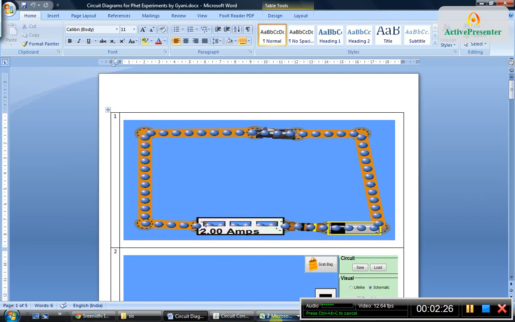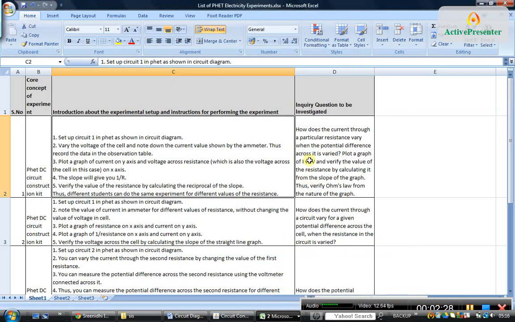If you change, what are you going to change? No, you are going to find out how does the current through that particular resistance vary when you change the potential difference across it. So you will be plotting a graph of current versus voltage, and you would verify the value of the resistance which you used for your simulation.